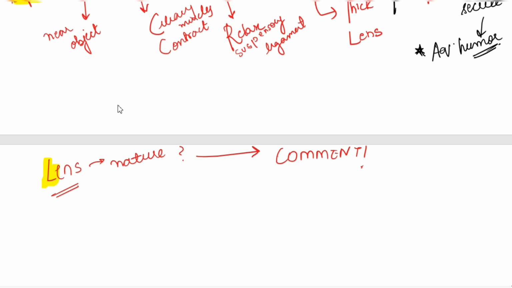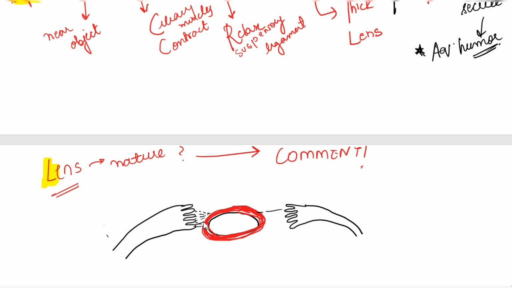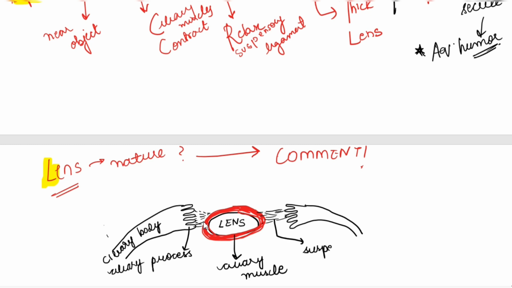Is it convex or concave? So comment below: the human eye lens is biconvex or biconcave. Okay, so this is the human lens, and here is the ciliary muscle wrapped around the human eye lens, and this is the ciliary body which has the ciliary process, and it is attached to the lens by means of suspensory ligaments which help in holding the lens in position.